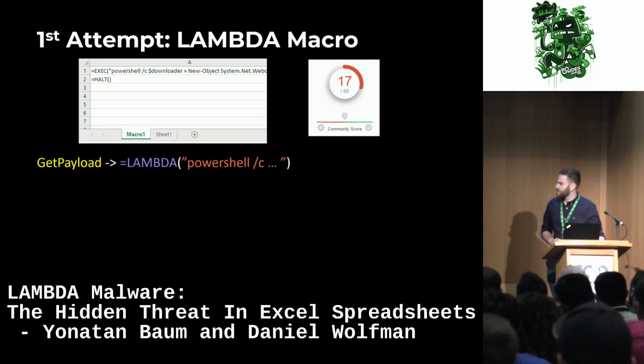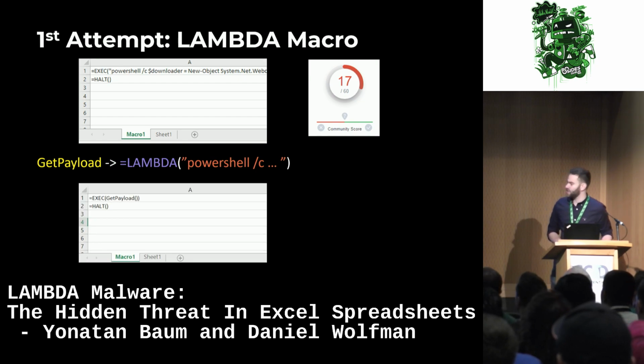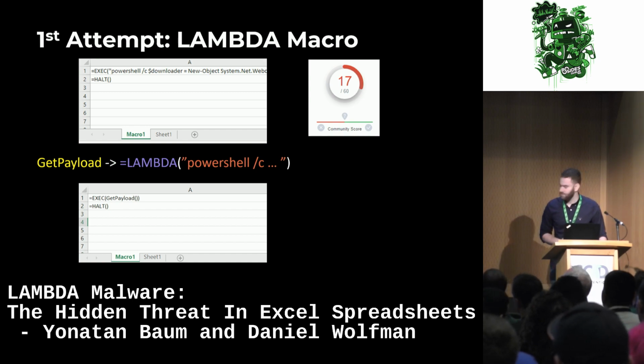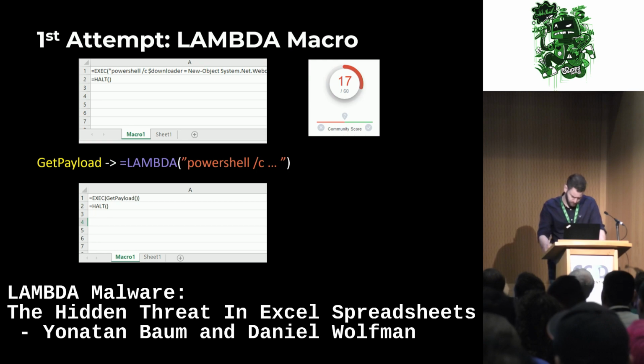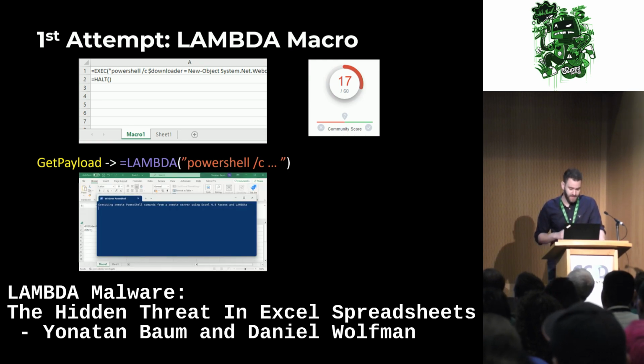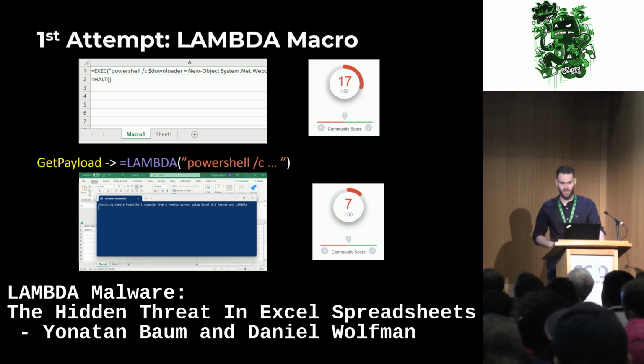Then, I created a new lambda that does absolutely nothing but return the exact same payload as before, the PowerShell /C blah blah blah. Then, I substituted the hard-coded payload in my Excel 4.0 macro with my lambda, such that once executed, get payload would evaluate to the payload string PowerShell /C blah blah blah, which would then be executed by the EXEC instruction of the Excel 4.0 macro. I hit run to make sure it works, and uploaded it to VirusTotal, resulting in 7 detections.